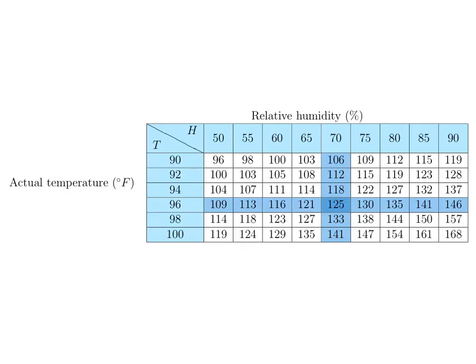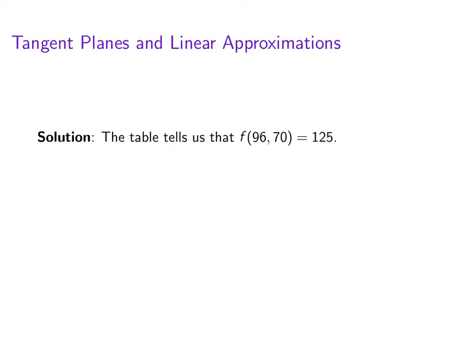And just to remind you, this is what the heat index table looked like. It gives you a table that tells you what the perceived temperature is as a function of temperature, actual temperature, and relative humidity. Now the table tells us that F(96, 70) is 125. That's the heat index when the temperature is 96 and the humidity is 70.